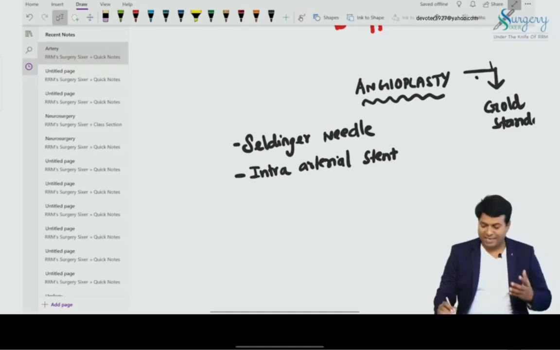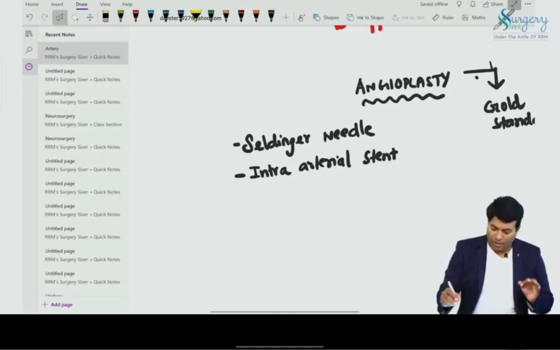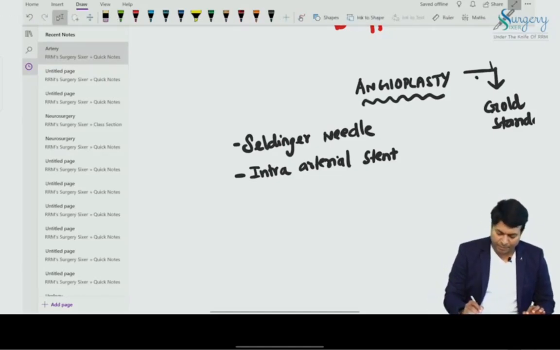A patient has come to you now with TAO. What are the things you advise them? First thing you advise them is stop smoking. Do Buerger's exercises. Buerger's exercises should be done, which increase the collaterals to the lower limb.